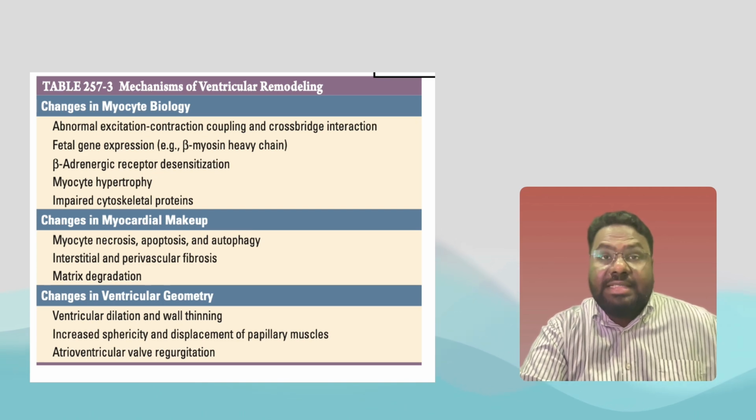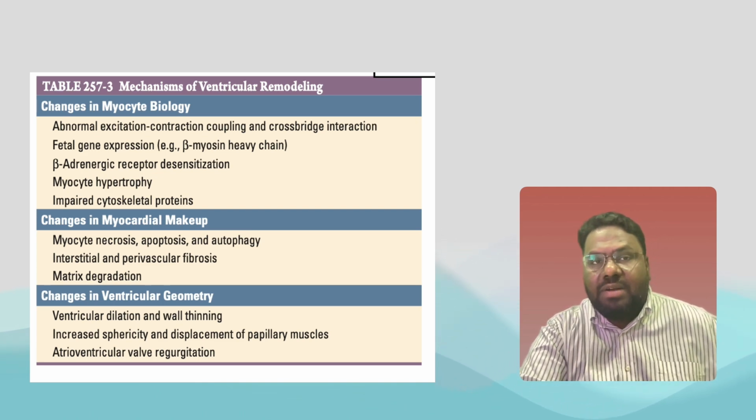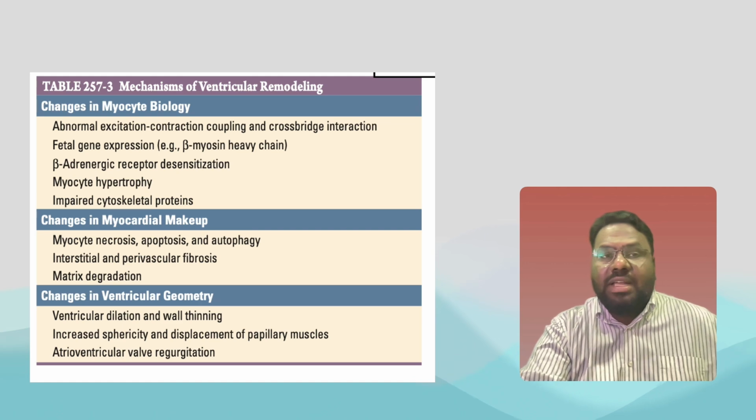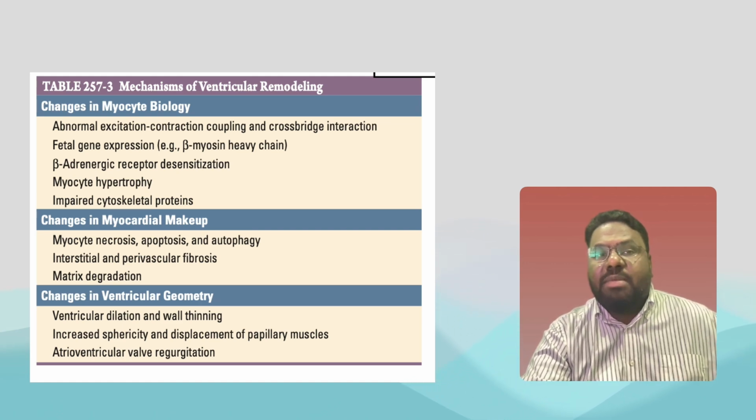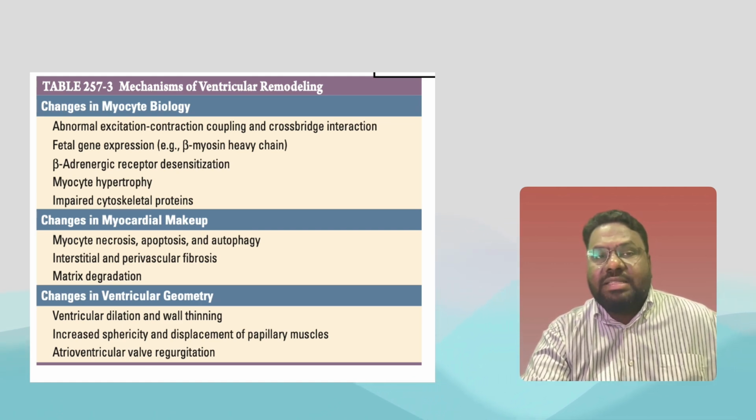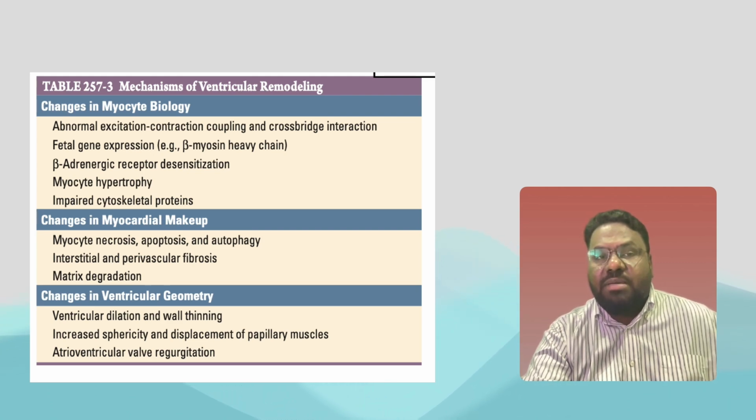Now let us talk about the mechanisms that cause changes in the ventricular musculature. We call it ventricular remodeling. So why does ventricular remodeling occur? Because number one, because of myocyte biology changes. So what happens is there is a fetal gene expression, beta myosin heavy chain, beta adrenergic receptor, that is beta blocker, desensitization of the adrenergic response, myocyte hypertrophy, impaired cytoskeletal proteins, and abnormal excitation contraction coupling. All these are myocyte biology parameters which are changed. So myocardial makeup or architecture change occurs because of necrosis, apoptosis, autophagy, interstitial and perivascular fibrosis, and matrix degradation.